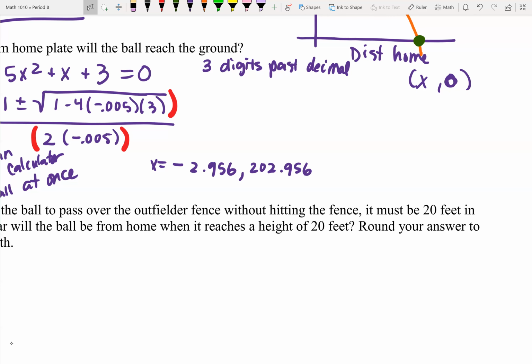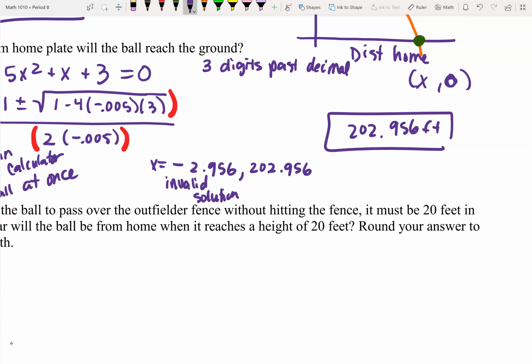If you said the ball hits the ground 2.956 feet behind you, I gave you credit for it because I felt like you understood. But I'm not going to give you credit anymore. So right there, I want you to say invalid solution. That's what I wanted you to say on the test. Negative feet doesn't make sense. Besides that, if you're playing baseball and you hit the ball behind you, can you play ball with that ball? No, it's a foul ball. It doesn't count. So the answer is 202.956. That answer's in feet, and you're done.